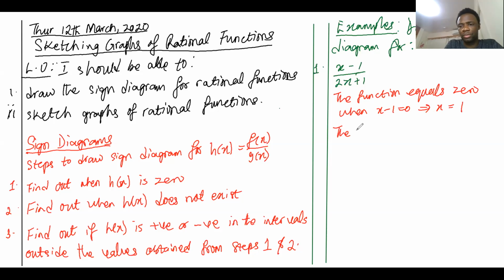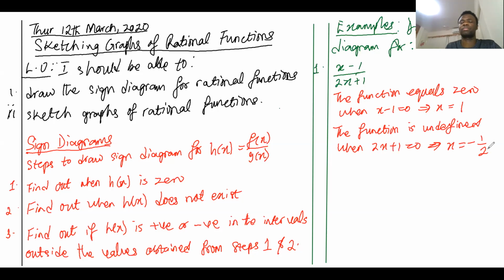This function is undefined when 2x plus 1 equals 0, which means when x equals negative half. So for now, this is what we have.